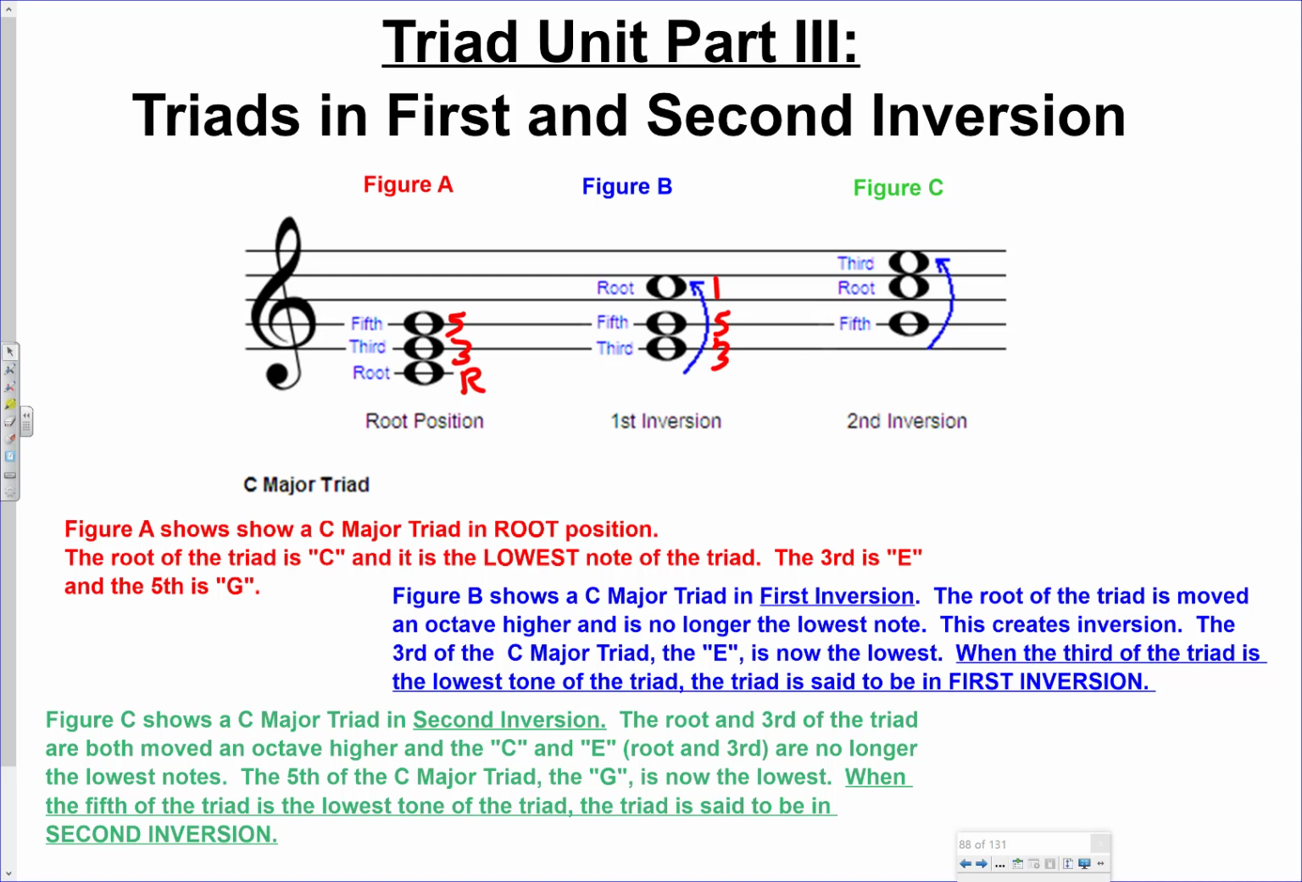The root and the third of the triad are both moved one octave higher, and the C and the E, which are the root and the third, are no longer the lowest notes. What is the lowest note? The fifth of the triad, which is a G. Key point: when the fifth of a triad is the lowest tone, the triad is said to be in second inversion.